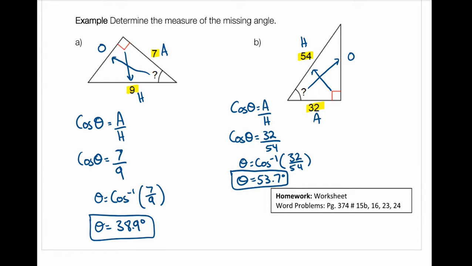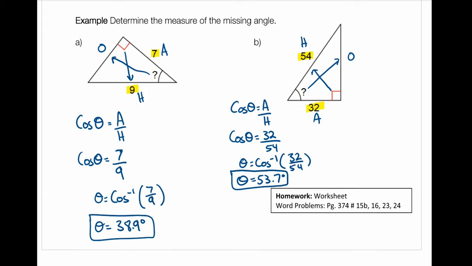So again, very similar, if not identical, to all the other ratios. So all the ratios, sine, cos, and tan, the process, the methods to solving are all very similar, almost identical. The only thing that changes are the 2 sides that you're using. Sine uses opposite over hypotenuse. Cos, what we just learned, uses adjacent over hypotenuse. And tan uses opposite over adjacent.